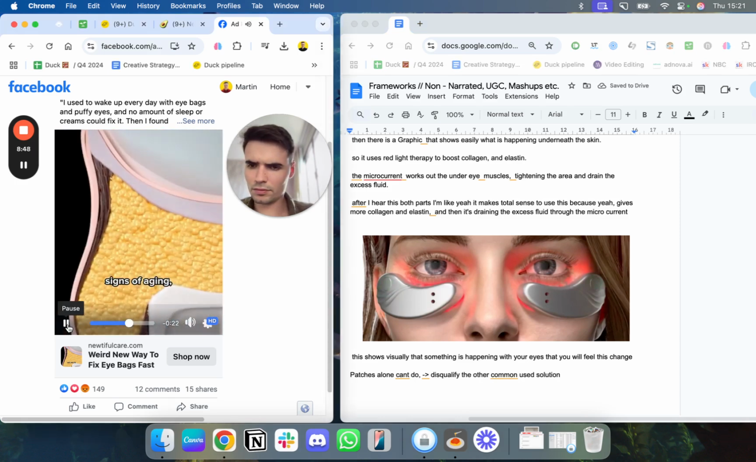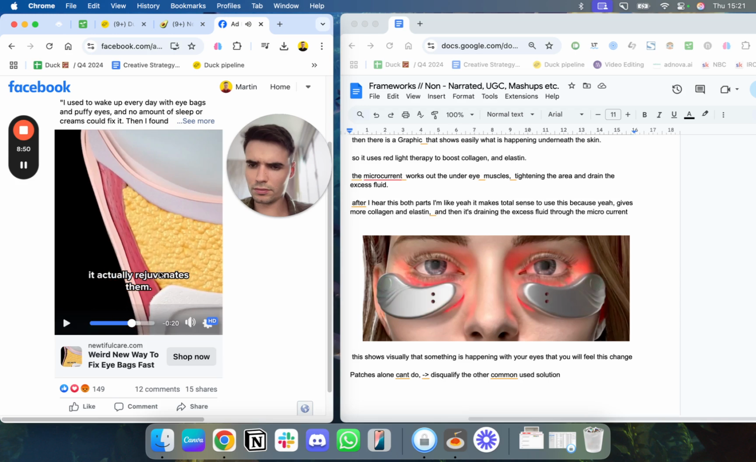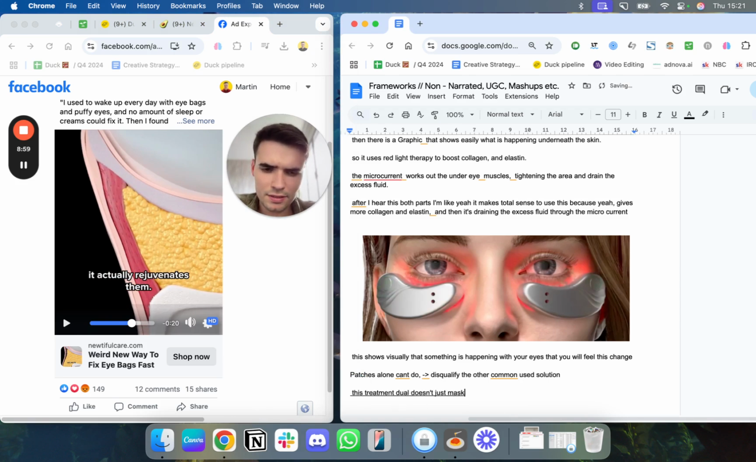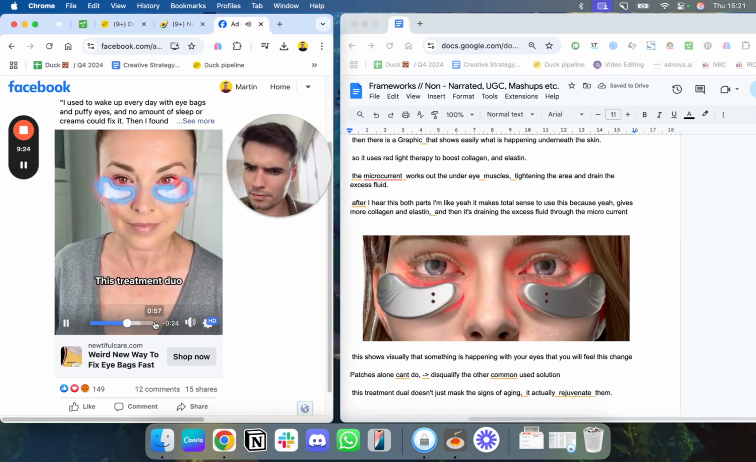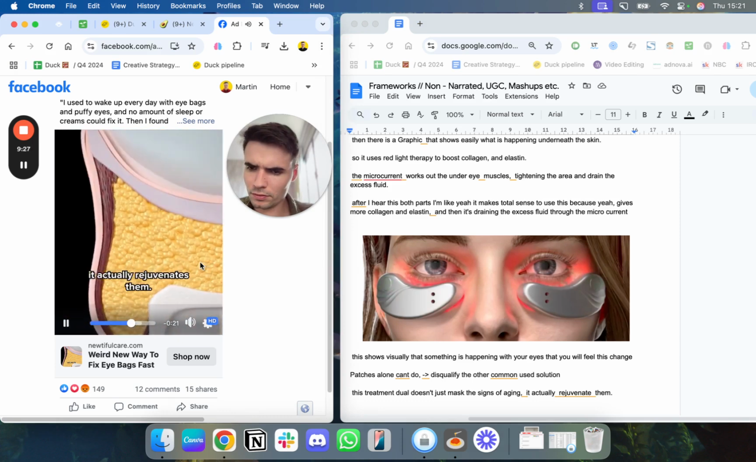This treatment duo doesn't just mask the signs of aging, it actually rejuvenates them. This sentence doesn't make a lot of sense.